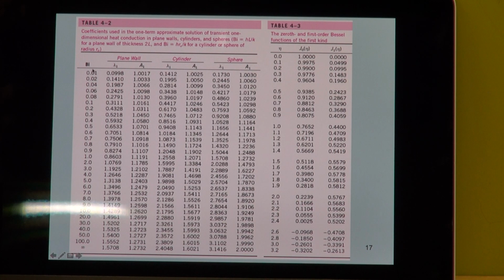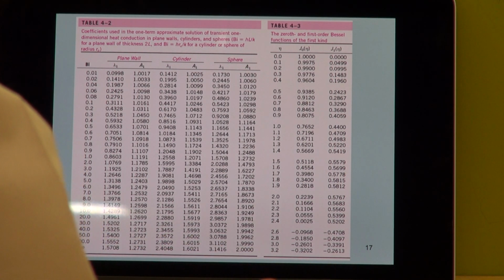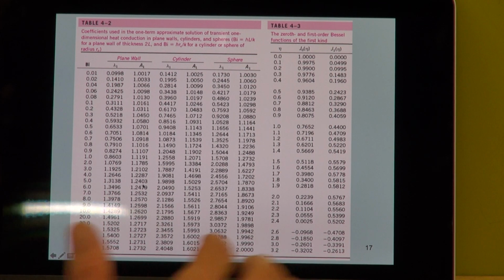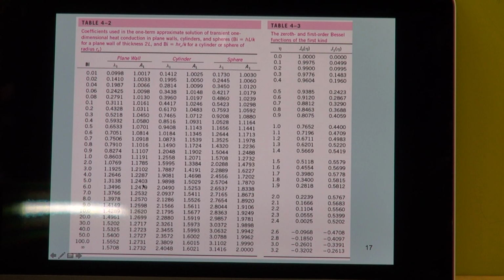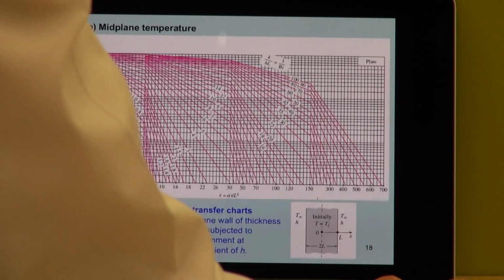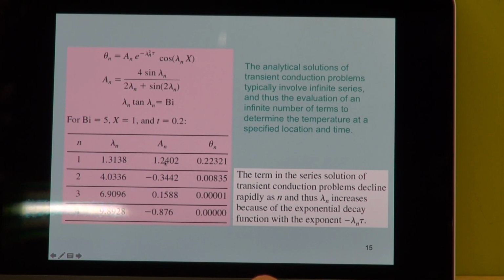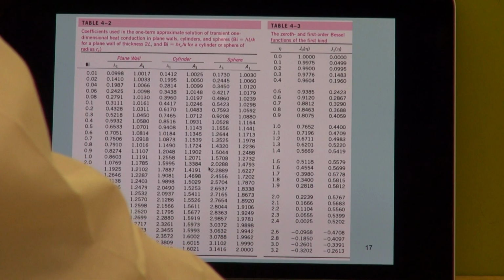Here we can see the answer is a function of the Biot number. And the problem that we've looked at just now was for a Biot number of 5. For a Biot number of 5, lambda 1 is equal to 1.3138, and A1 is equal to 1.2403. Okay? So that is where those values come from. Let me just go back. Again, there it is, lambda 1 and A1. If we then put it into that equation, it is very easy to calculate theta.